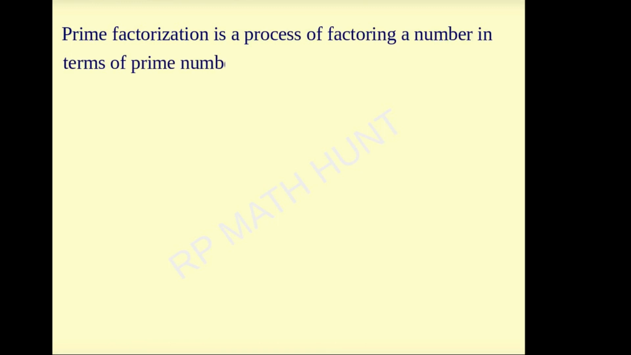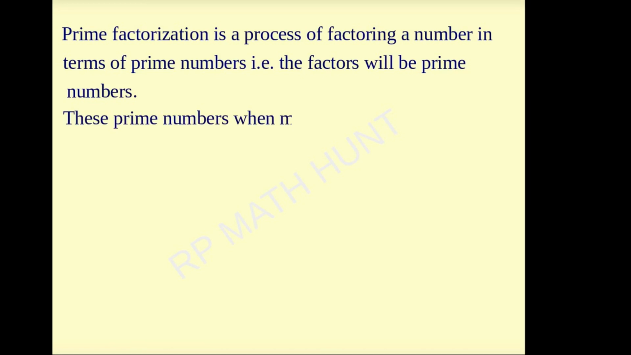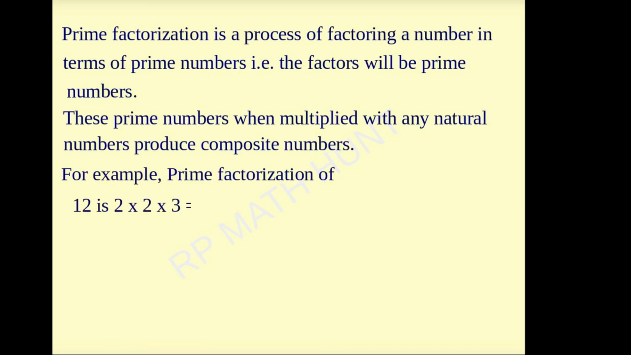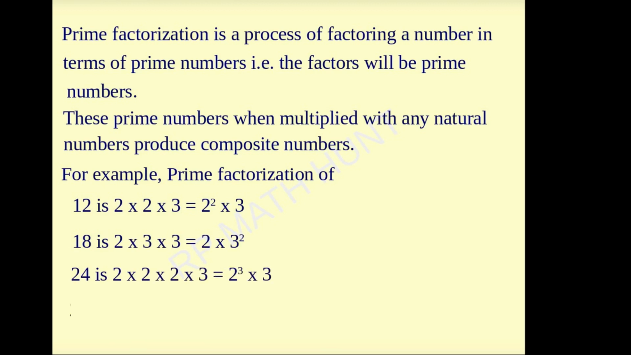Prime factorization is the process of factoring a number in terms of prime numbers, that is, the factors will be prime numbers. These prime numbers, when multiplied, produce composite numbers. For example, the prime factorization of 12 is 2 into 2 into 3, that is 2 square into 3. And 18 is 2 into 3 into 3, that is 2 into 3 square. 24 is 2 into 2 into 2 into 3, that is 2 cube into 3. 20 is 2 into 2 into 5, that is 2 square into 5.